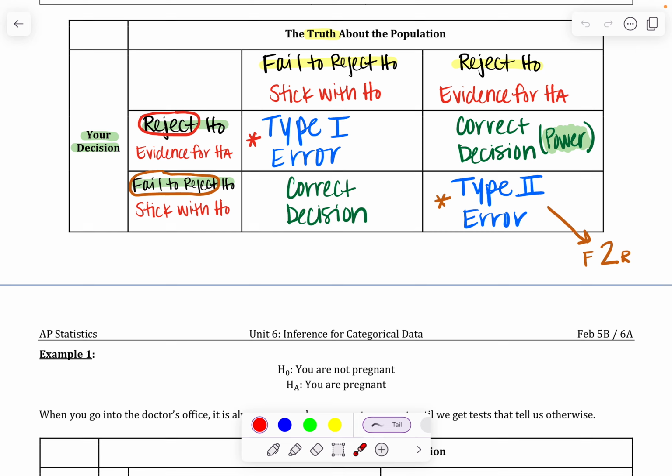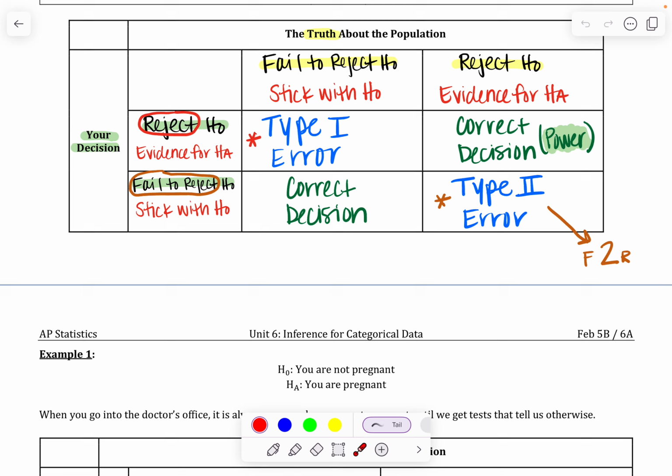Now, there are cases where we run into some issues, where we decided to reject the null when we were supposed to fail to reject. That is when we fall into type 1 error. And falling into type 1 error doesn't necessarily mean, within the question, that you are going to know that your decision is wrong.